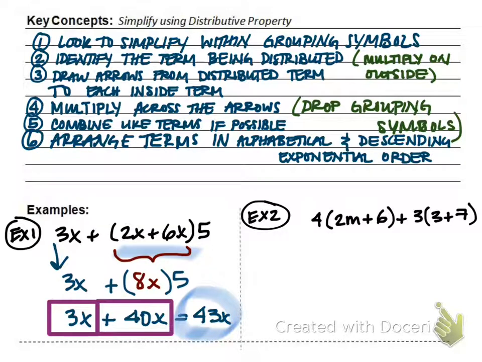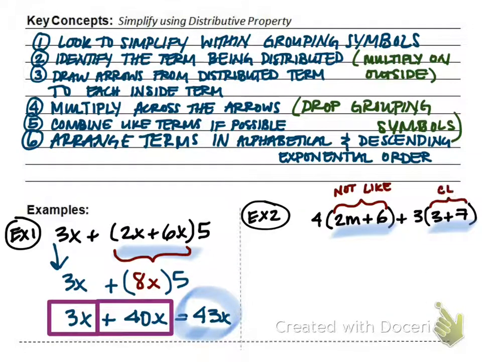The next example we're going to look at has two sets of grouping symbols. And it is 4 times the quantity 2m plus 6 plus 3 times the quantity of 3 plus 7. Now, in this case, one of these, I do have the ability to simplify within the grouping symbol, and the other one I don't. So the second grouping symbol of 3 plus 7 is where I have those like terms, and 2m plus 6 aren't alike.